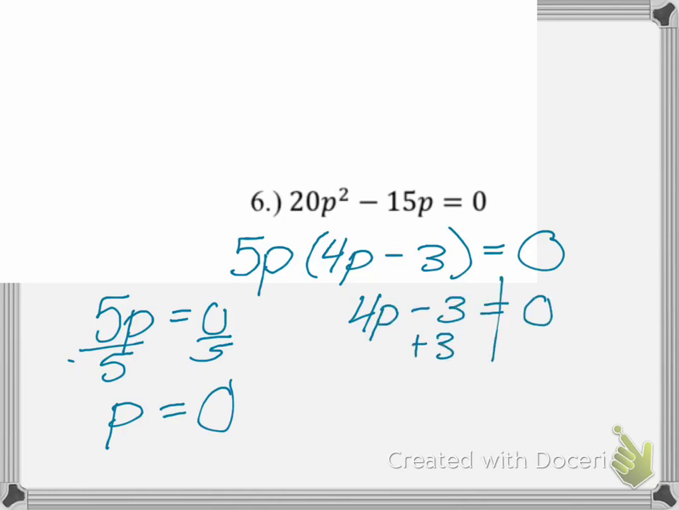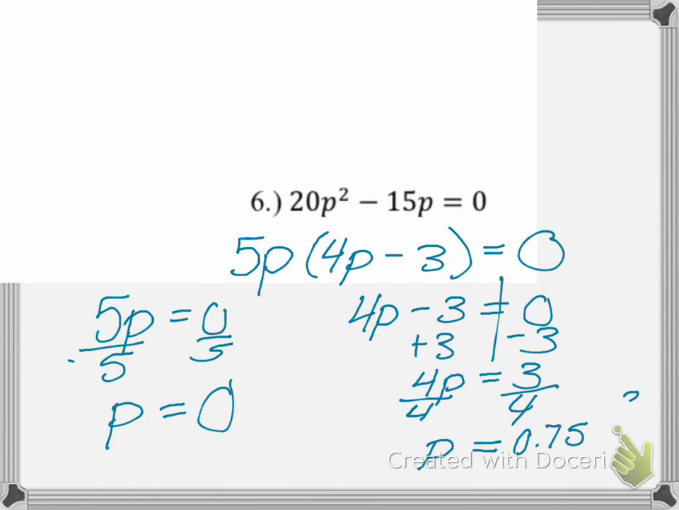And then I'll do 4p minus 3 and set that equal to 0. I'll add 3 to both sides. And I get 4p is equal to 3. And then I'll divide both sides by 4. And I get p could also equal, now you can change it to a decimal, which would be 0.75. Or if you want to leave it as a fraction, that's fine. But either one is a correct answer. So your final answer would be p is equal to 0, or I'm going to use the fraction 3/4.